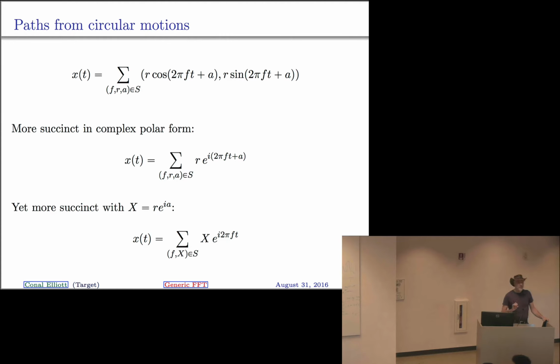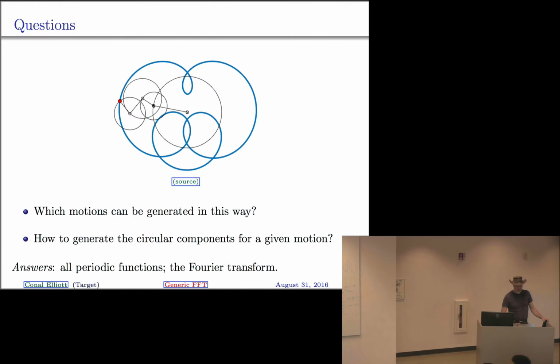We can get more succinct still by factoring out this e to the i a. That's constant, it's not time dependent. If we pull out e to the i a, then we can combine it with r, and I'll call that x. Got that? Good. All right, so here's a simpler form. And here's another example. See the four circles here, each building off of the other, and we get some fun, interesting motion.